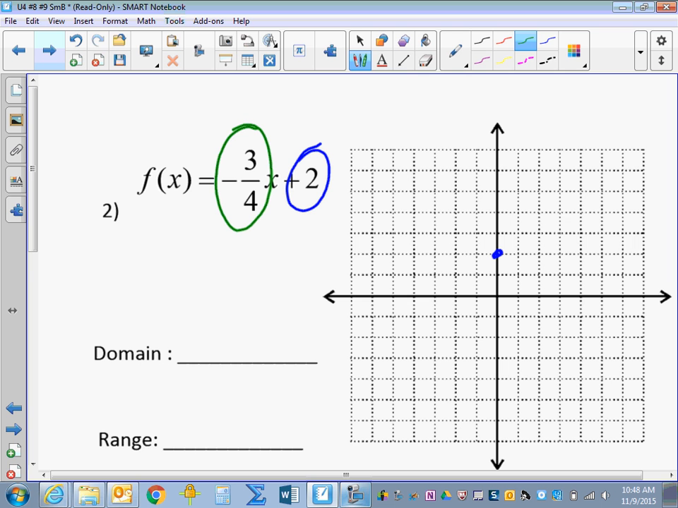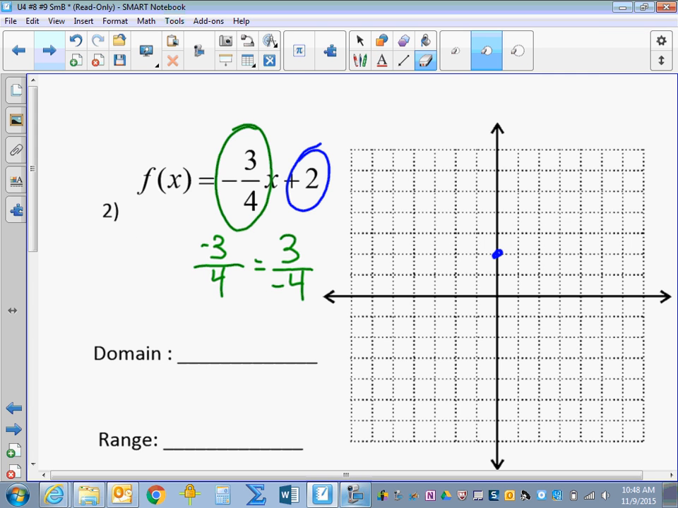Good. So let's go ahead and stick my negative. It can be either negative 3 fourths or 3 over negative 4. Only one of those can be negative. Very good. Because what happens if they're both negative? What's a negative divided by a negative? A positive. So then we lose our negative. That's why only one of them can be a negative.